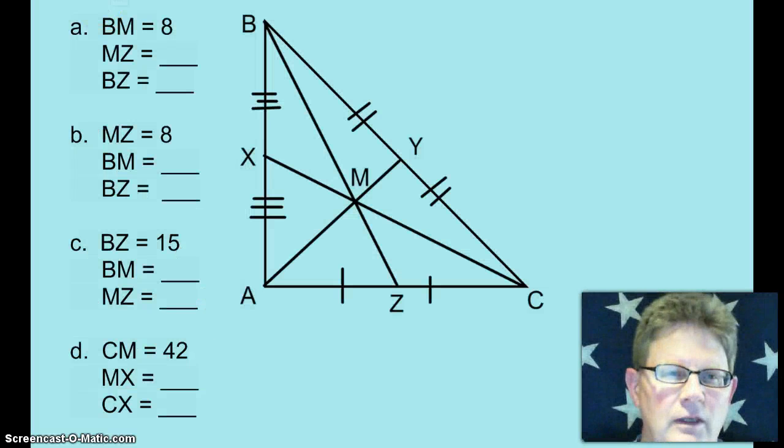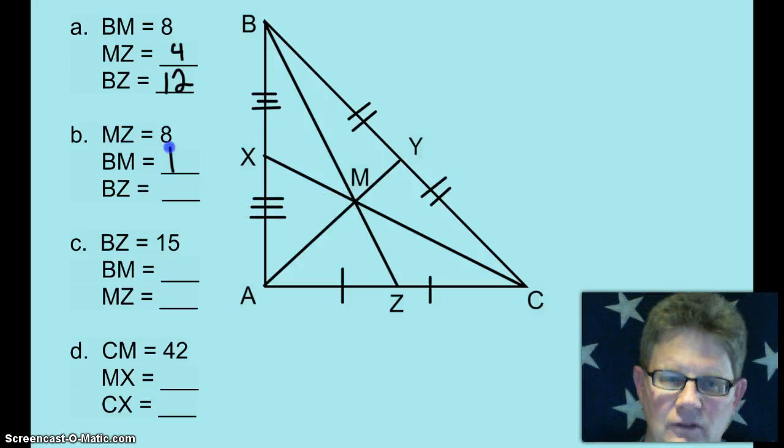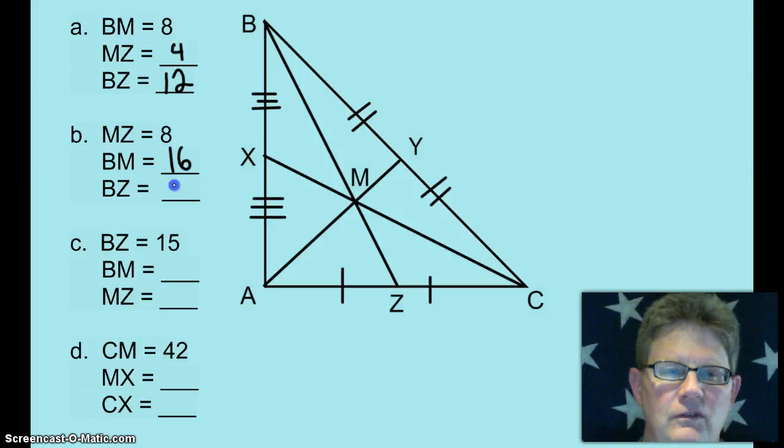Alright, let's see if I can get my handy dandy pen out and we'll do some writing. If BM is 8, how big is MZ? BM is twice as big, so that would be 4. How big is BZ? You betcha, 12. How about if MZ is 8? How big is BM? Good, 16. And how big is BZ? The whole thing, 24.